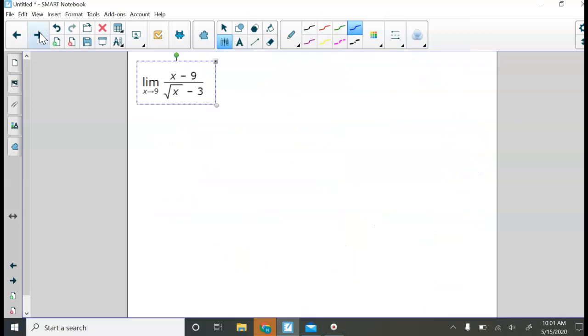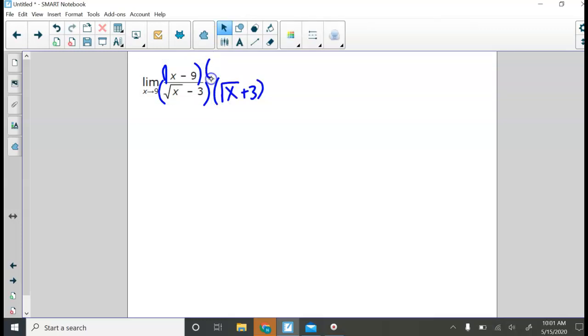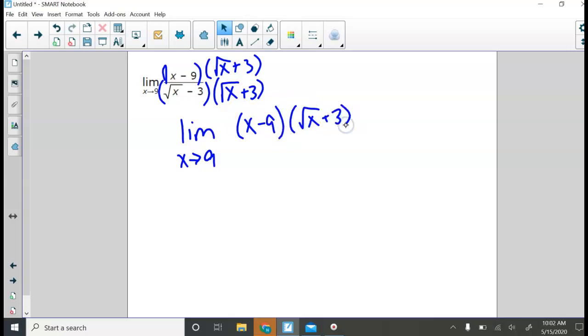Okay, here's another example like we just saw. And so for this one, you would want to rationalize that denominator. So you would have to multiply by, I'm sorry, square root of x plus 3 and square root of x plus 3. And so that is going to give you the limit as x approaches 9 of x minus 9 times the square root of x plus 3 over, and right here we'll have square root of x times square root of x is x.